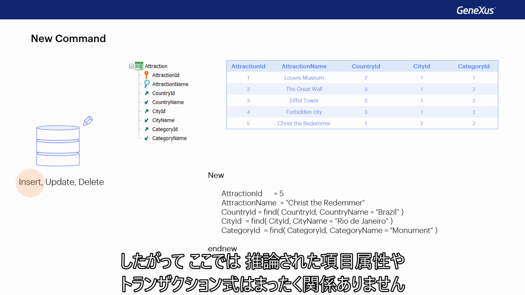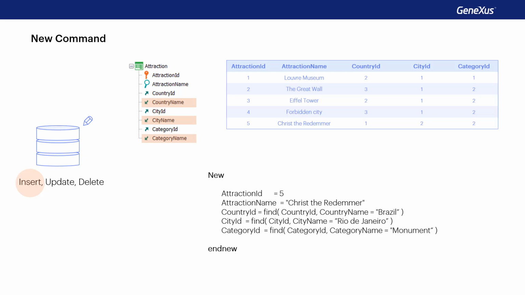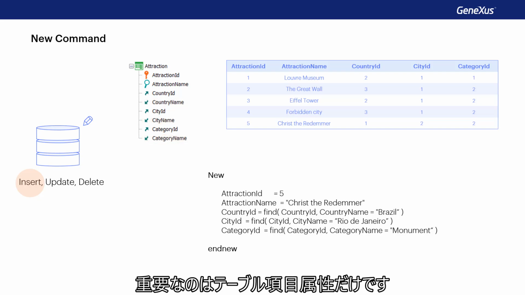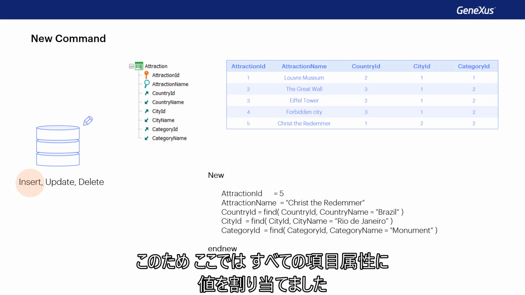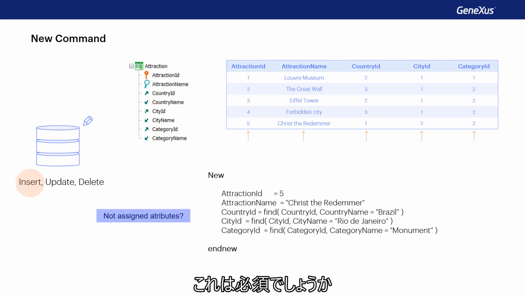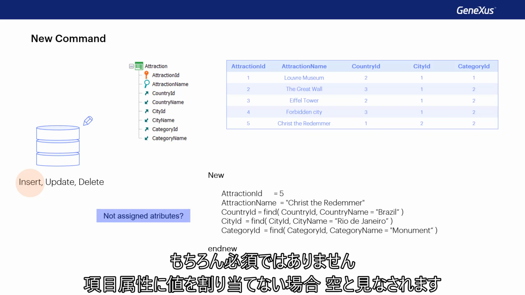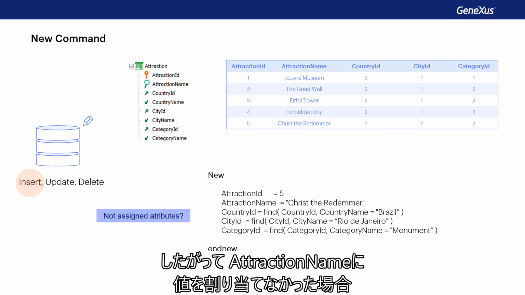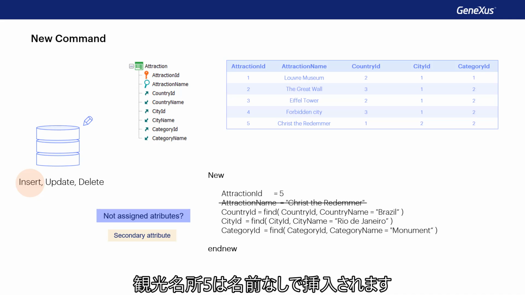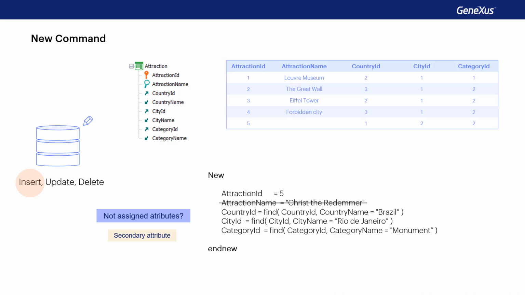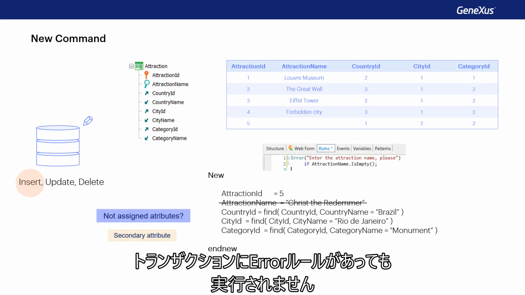So here, the inferred attributes or transaction formulas are not involved at all. They don't exist for the new command. The only ones that matter are the table attributes. For this reason, in this case, we've assigned a value to all of them. Is this mandatory? Of course not. If we don't assign a value to an attribute, it'll be considered empty. Thus, if we don't assign a value for attraction name, attraction 5 will be inserted without a name, even if there is an error rule in the transaction that prevents it.